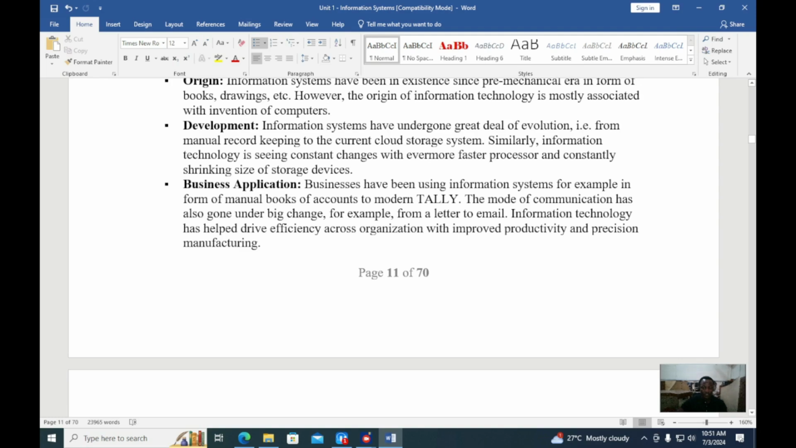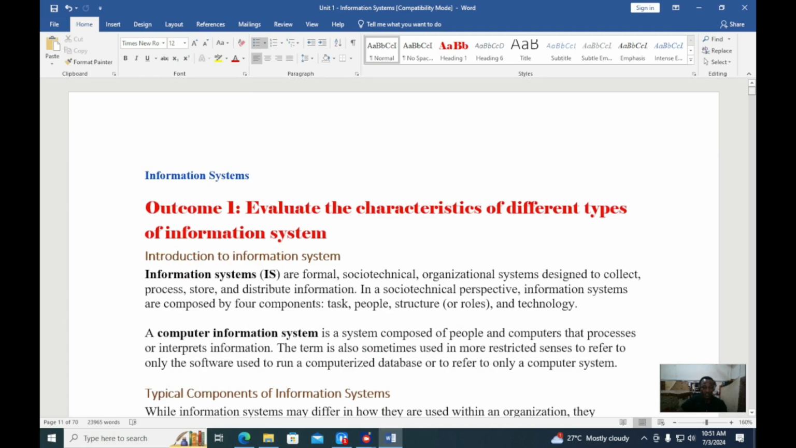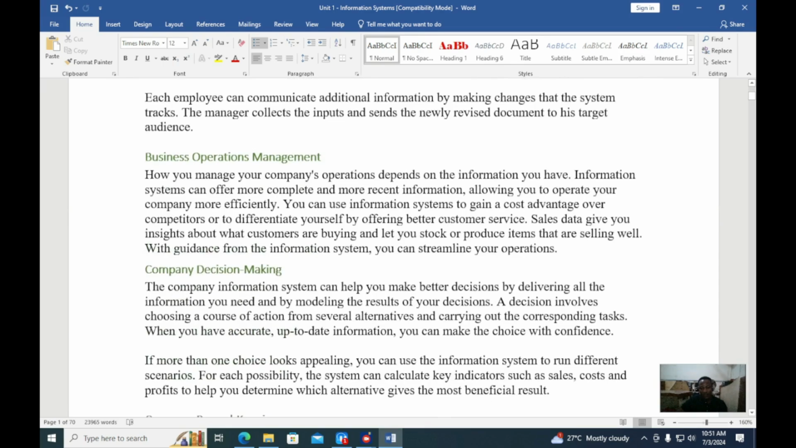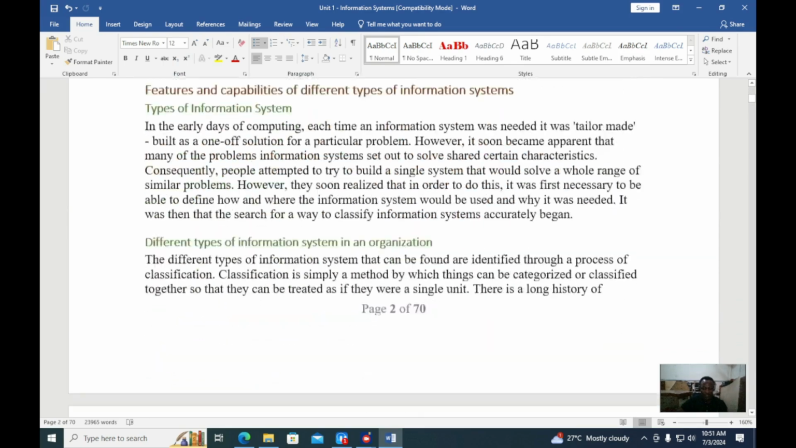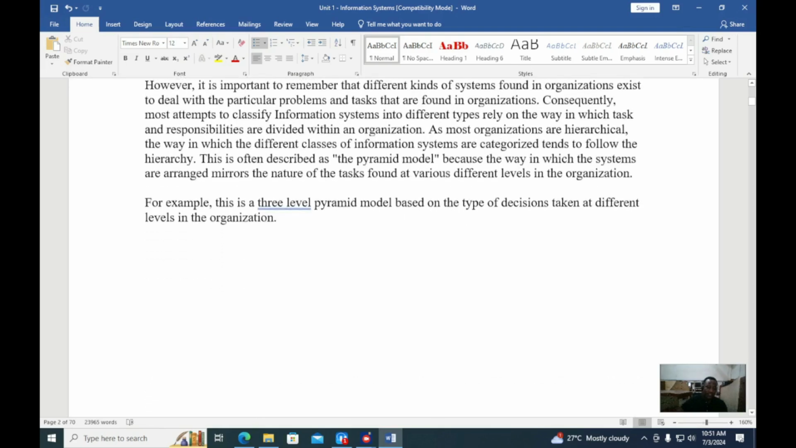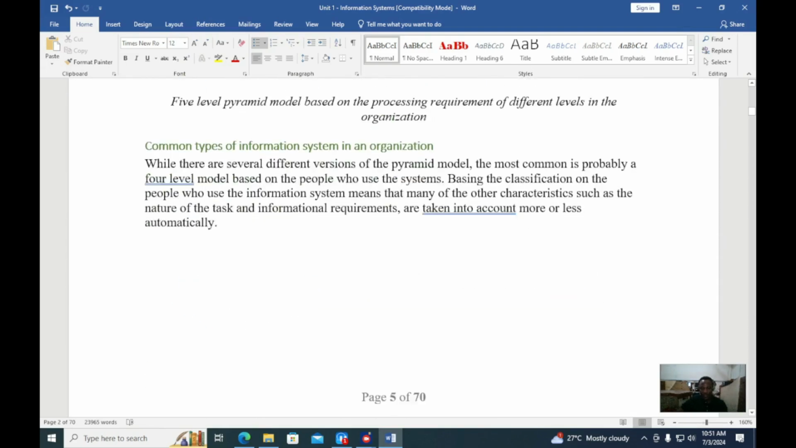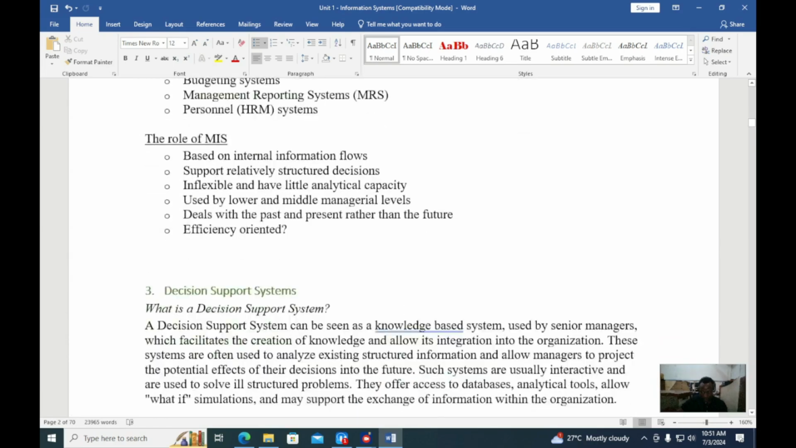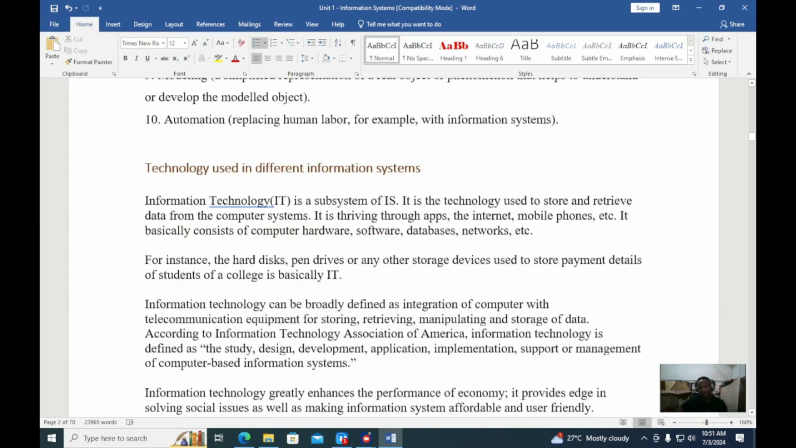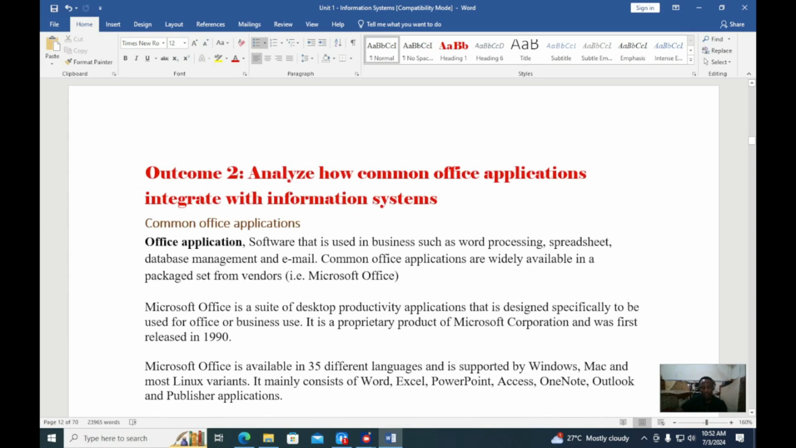We have evaluated the different characteristics of different types of information systems. We have looked at how IT and IS are similar, their importance, and even the different types. So we are going to meet in the next lesson, where I'll be talking about the second outcome. That is, we'll be able to analyze how the common office applications integrate with information systems. That will be the second outcome.